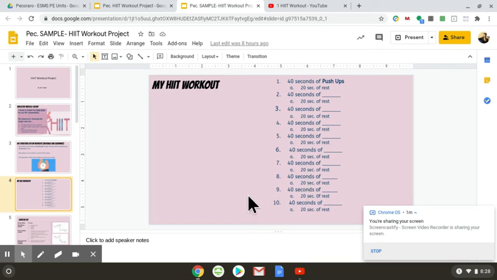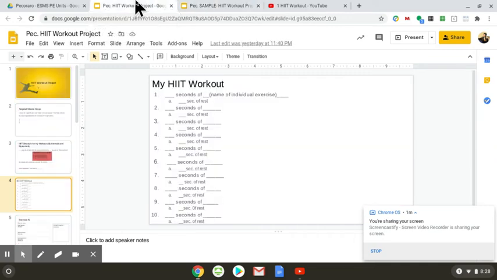Well, Miss Wright only filled out the first one of her total body HIIT workout. She put in push-ups. She didn't want to give away all her answers to you guys. But when you fill out your project, yes, you're going to need to fill out 10 different exercises. So this is a great overview slide of what the rounds in your HIIT workout will look like. Let's go back to your skeleton.